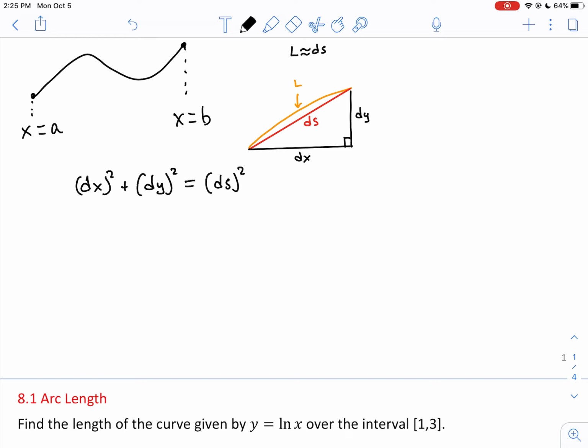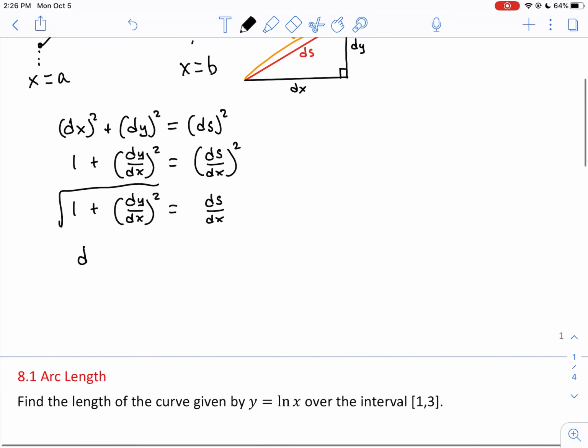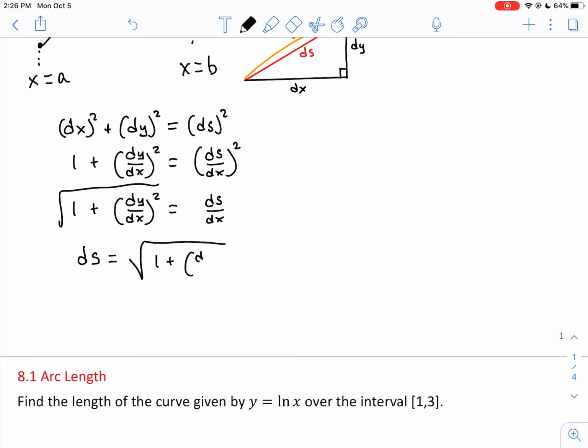I'm going to solve this expression for ds. So I'll begin by dividing everything by dx squared. Then I'm going to square root both sides, and then this square is gone. And then I'm going to multiply both sides by dx. And so we get this expression that ds is equal to the square root of 1 plus dy dx, so change in y per change in x, squared, and then a dx outside of the radical.